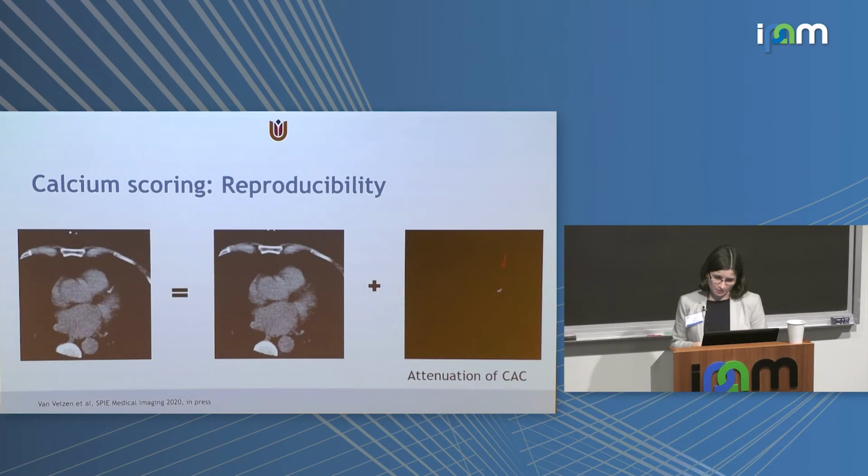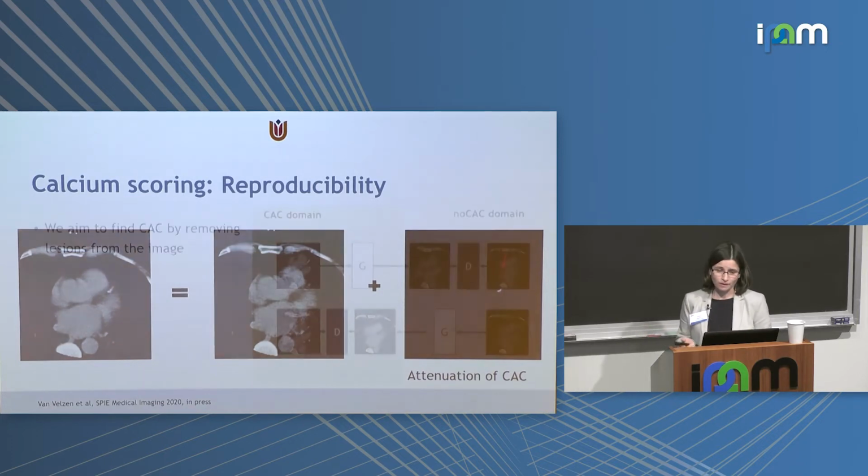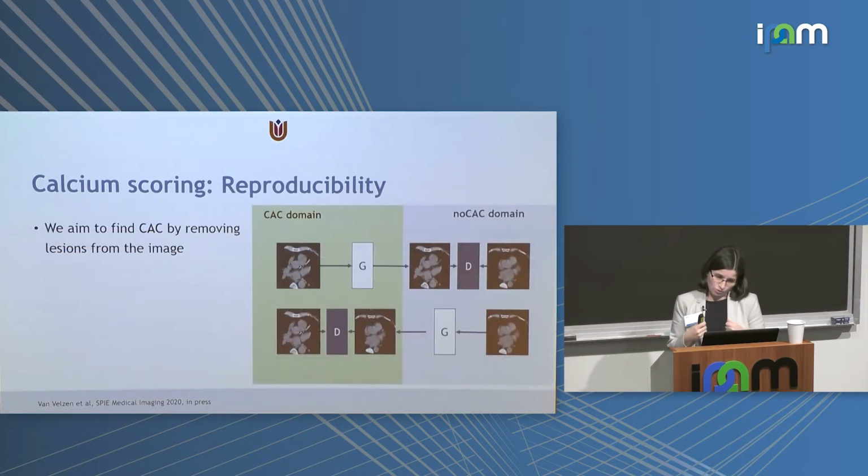So to address this, Sanne van Velzen, also a PhD student in my group, said, well, if you look at the image with a lesion, we can say that it is actually the healthy image without calcification plus calcium. And then she wants to find calcium without this definition of threshold, removing the motion or determining partial volume in each voxel, by removing the calcium from an image. So then she uses CycleGAN, it transforms the image from a calcium domain to non-calcium domain and back.